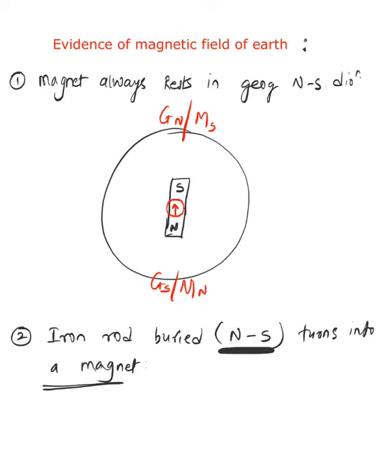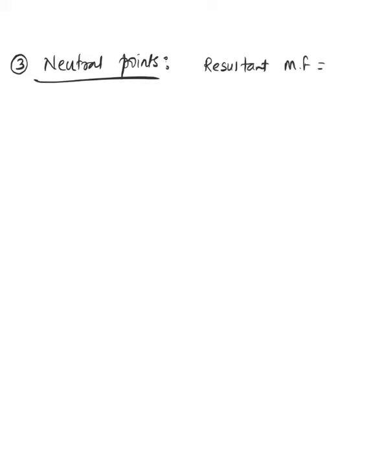Then number 3, the next one is the existence of neutral points. So why do neutral points exist? Because there are two different magnetic field lines. There will be the Earth's magnetic field line as well as that of the magnet. And that's why the resultant magnetic field at the neutral point is what? 0. Okay, so if there were no magnetic field lines of the Earth, then the resultant magnetic field couldn't have been 0.